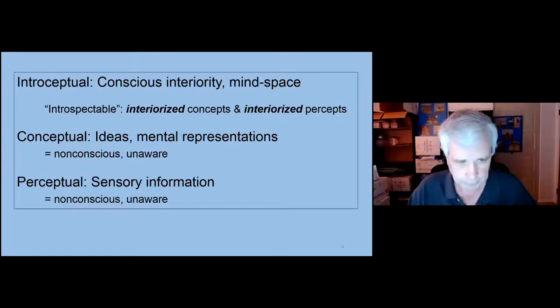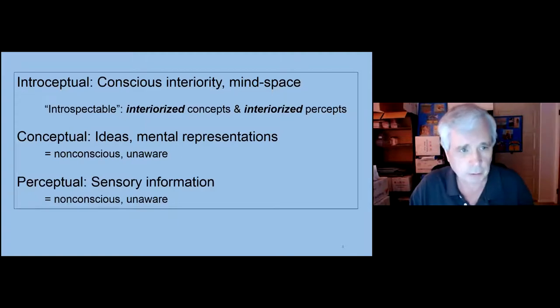Then the next dimension of the human mind we can call conceptual. This is the realm of ideas and mental representations. What I'm about to say sounds very counterintuitive for most of us, but like the perceptual level, the conceptual level is something that we are completely unaware of. It's non-conscious. And for those of you who are familiar with Julian Jaynes, you'll know that according to Jaynes, up until about 1000 BCE, people only operated at the perceptual and conceptual level. There was no conscious interiority.